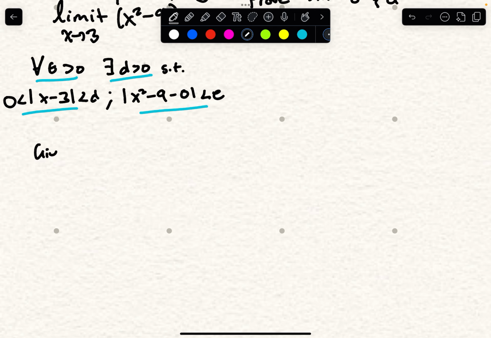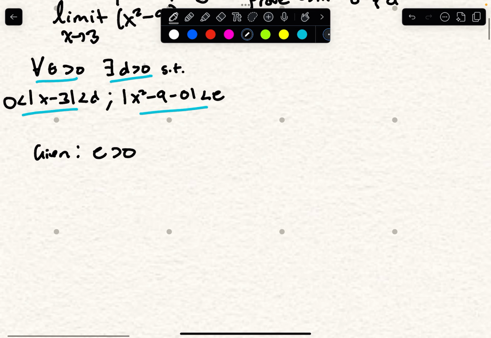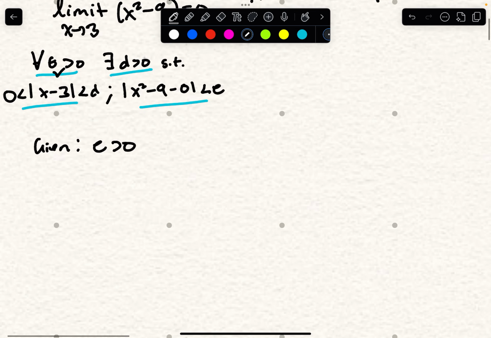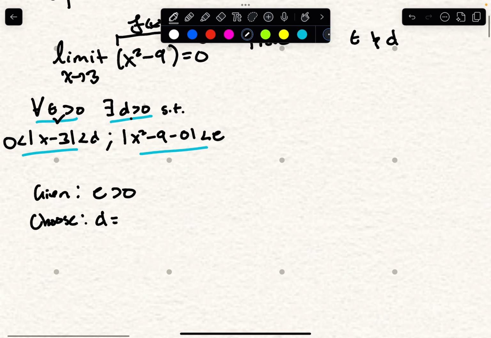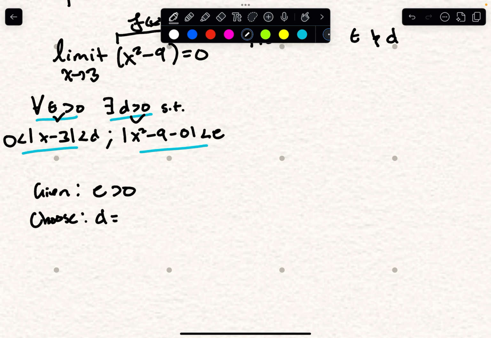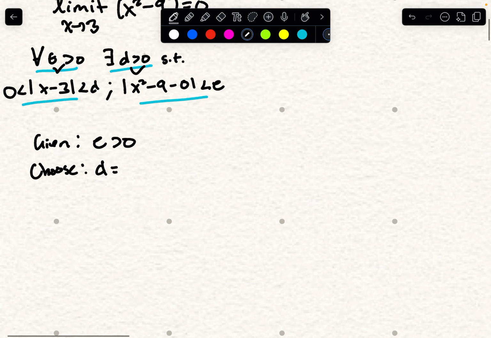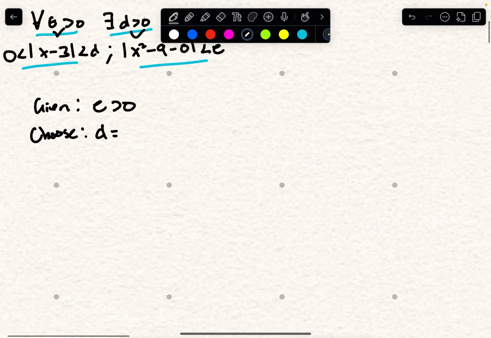So, given epsilon is greater than zero, right? That's the first one. We've done that. Given, and then choose delta to be, we run that. We don't know what delta is. That's what we're trying to prove. So we just leave that space there. Choose delta to be blank, and then you say suppose.